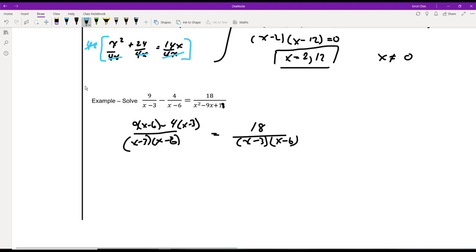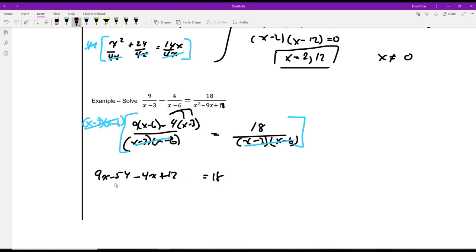Now, again, what we can do is multiply everybody by (x minus 3)(x minus 6), and then everything goes away. So now we have an expression that looks like this. It's 9x minus 54, negative 4x plus 12, right? There's a negative 4, and then we distribute the negative 4 to these two terms, is equal to 18. So we're going to combine like terms. That gives us 5x minus, I believe it's 44, is equal to 18. Did I say 44? I meant 42.